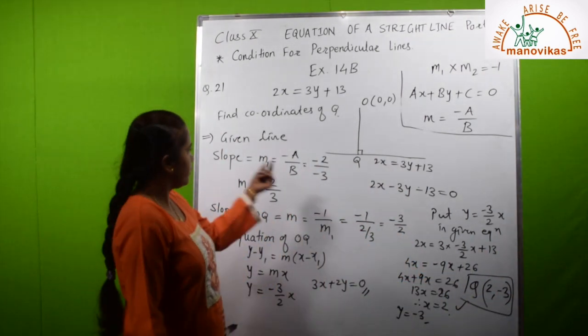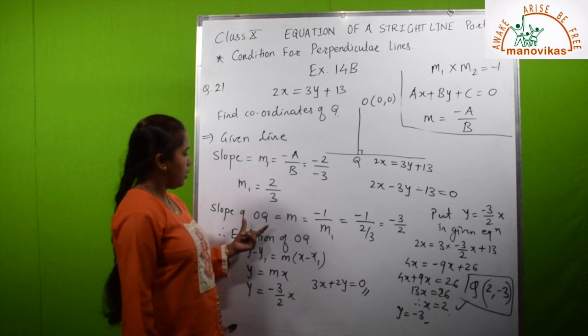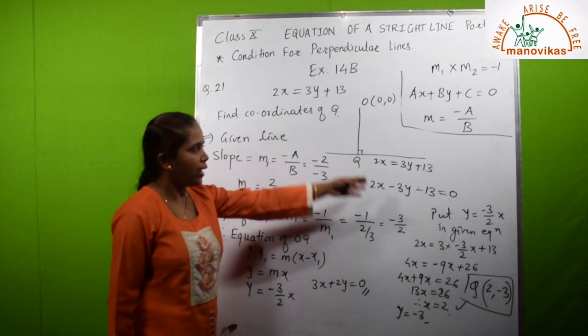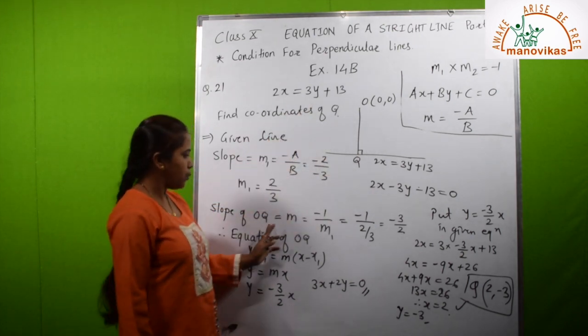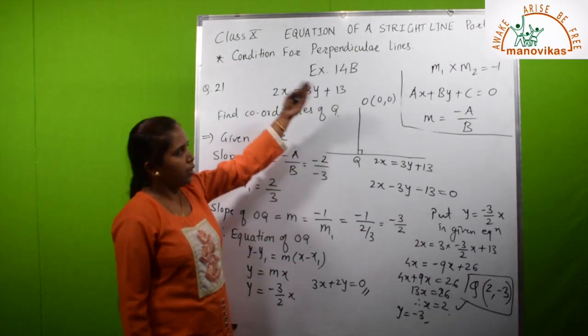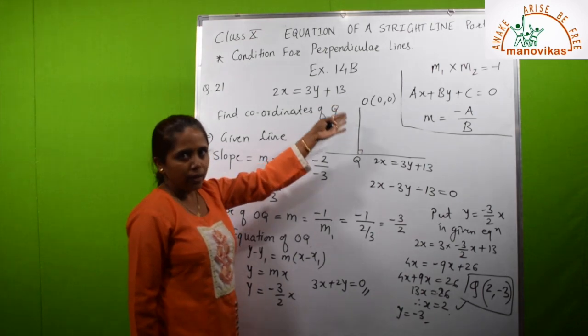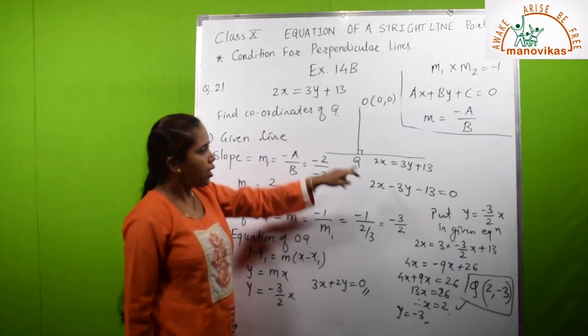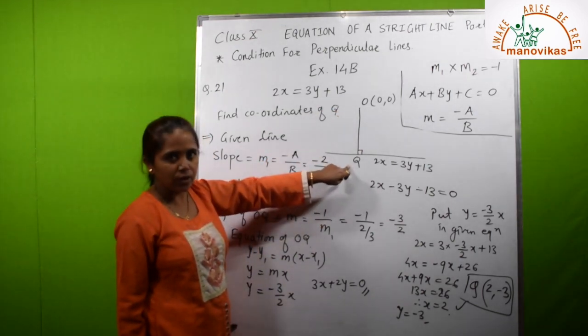Understood? First find the slope, then the line perpendicular to the given line. So using the condition of perpendicular lines, you will get the slope of the OQ line. Then write the equation and then solve the equation to get the coordinates of this point of intersection.